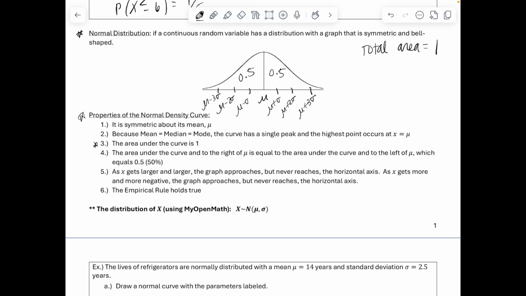Number 5 says as x gets larger and larger, the graph approaches but never touches the horizontal axes. And this is also the same as going to the left. And then the empirical rule holds true.